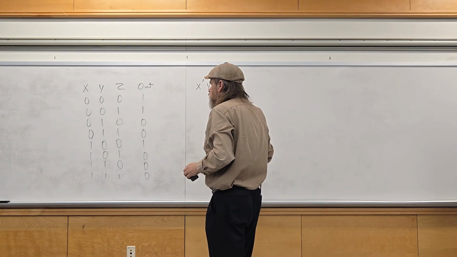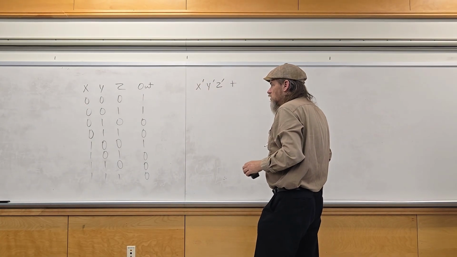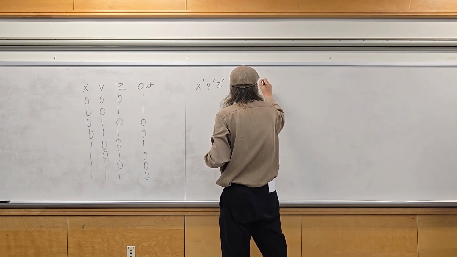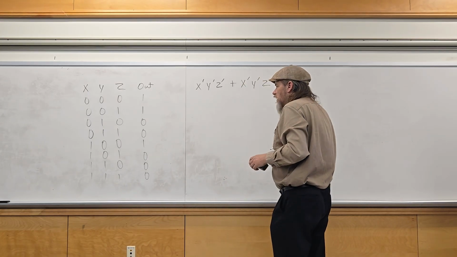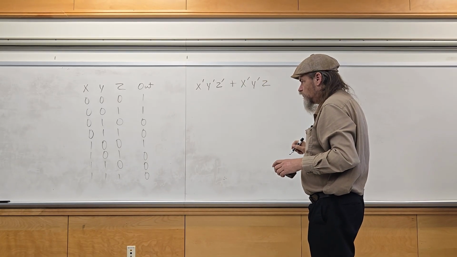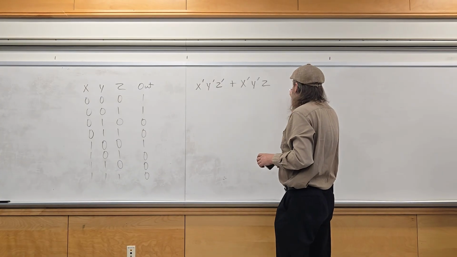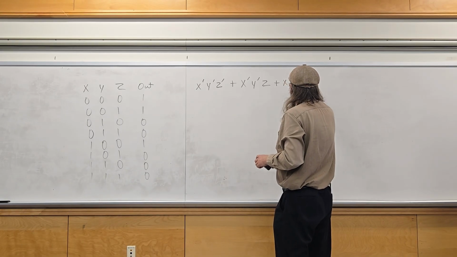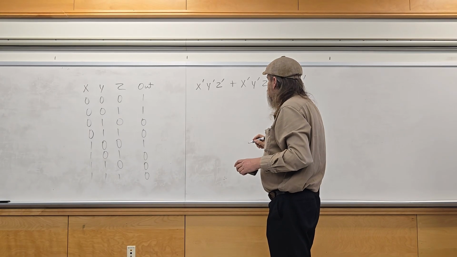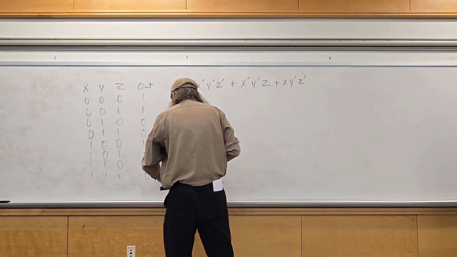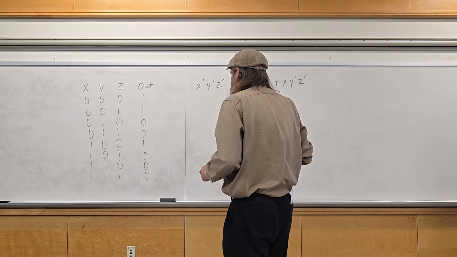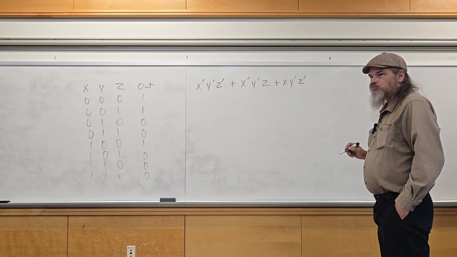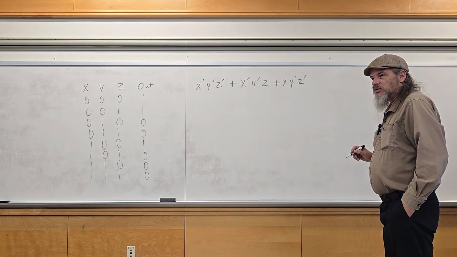Okay, and the next term? All right. And the next term? Yeah. X, Y prime, Z prime. So that's the min terms. Now this could be reduced down a little bit. Well, how could this be reduced using Boolean algebra?